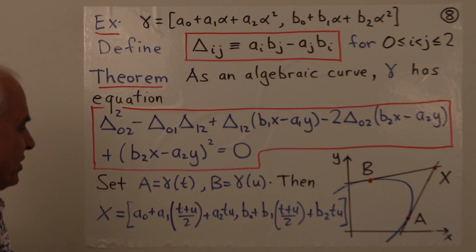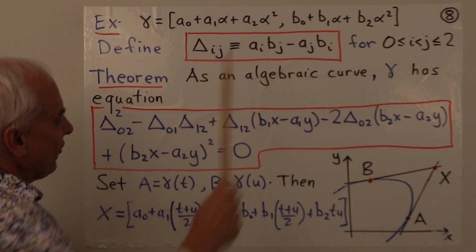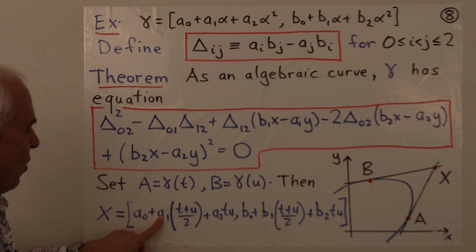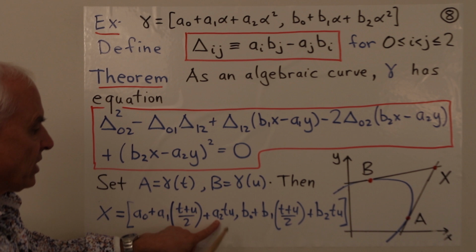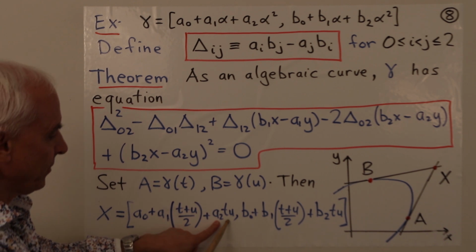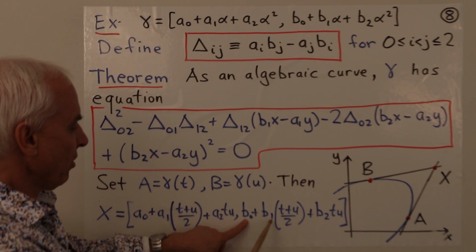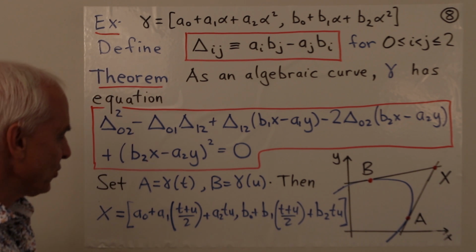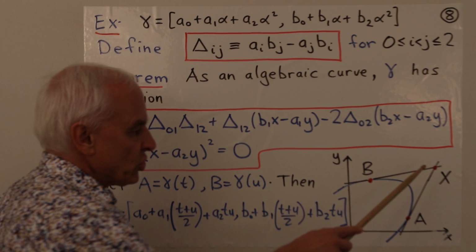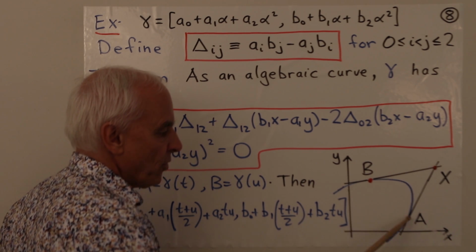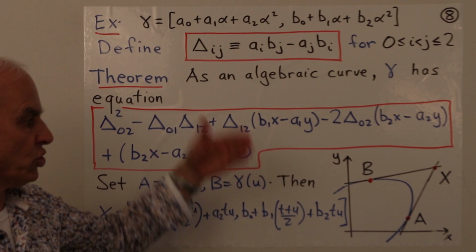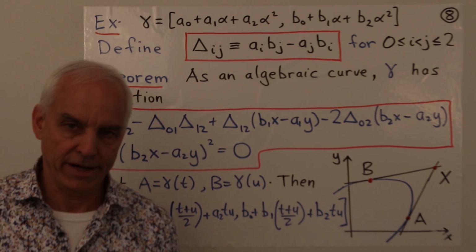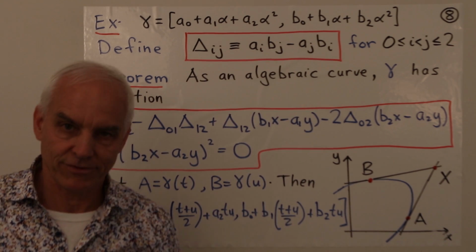So X turns out to be, it's a lot like this, but it's a0 plus a1 times the average, (t plus u) over 2, plus a2 times the product, tu. And here, correspondingly, b0 plus b1 times the average plus b2 times the product. So that's a nice formula for the external point associated to a pair of points on a general parabola in the plane. These things are always parabolas.